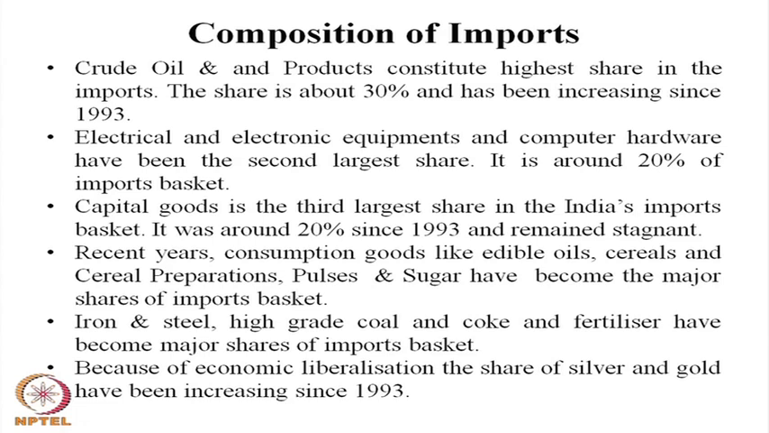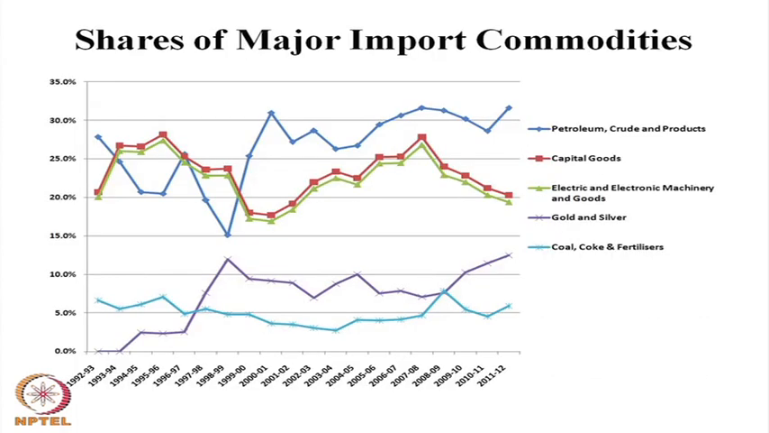And because of economic liberalization, the share of silver and gold has been increasing as a source of investment, and has become a major share in our import basket. And there is a significant change in the composition of our import basket also. If you see, the major part of our import basket is 5 things, that is petroleum crude oil import, capital goods, electric and electronic machinery goods, gold and silver, coke and fertilizer. Coke, coal and fertilizer are major shares of our import basket. All these constitute more than 20% of our import basket.